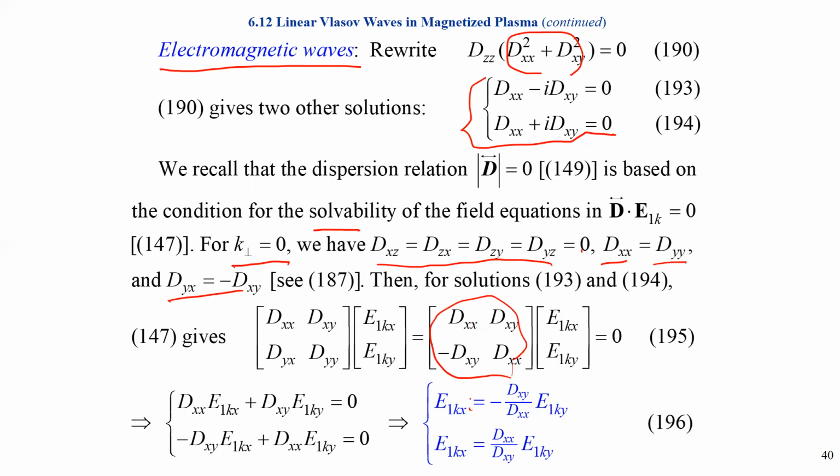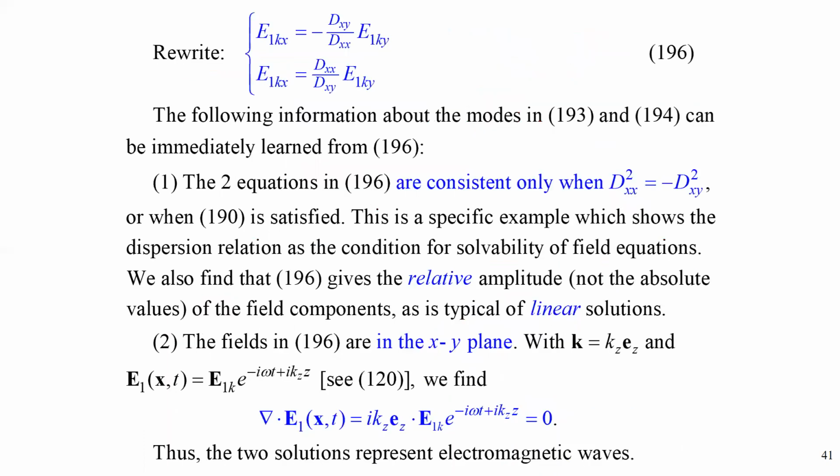That means Ex and Ey will differ, not exactly; Ex is related to Ey. They have a ratio, shown here. Two conditions: the first condition, the second condition. Okay, so let's rewrite these two equations. We have two conditions.